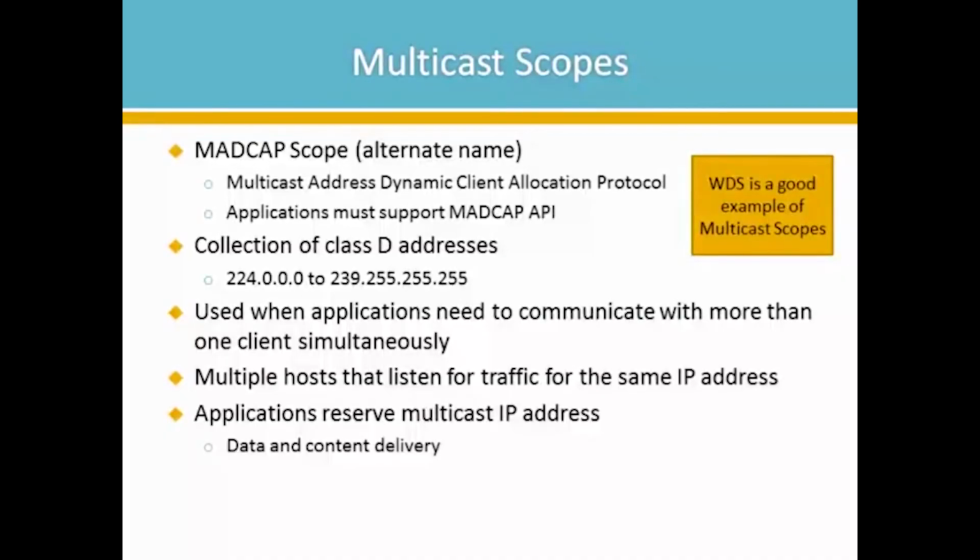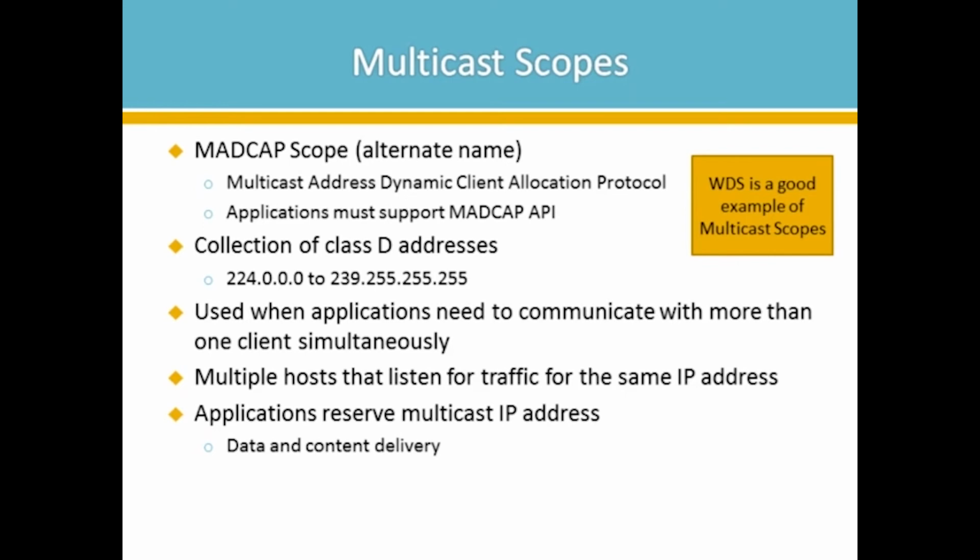We also have a multicast scope. With a multicast scope, the first thing that we talk about is what is known as MADCAP. Now, MADCAP is technically our Multicast Address Dynamic Client Allocation Protocol, which is why MADCAP sounds so good, because it's such a long name. With MADCAP, we have applications that have to support this API, and it allows us to take a collection of Class D addresses. A Class D address is outside of what we would assign to a host. It starts from 224.0.0.0, and it goes all the way to 239.255.255.255. That's what's known as a Class D address or a multicast range.